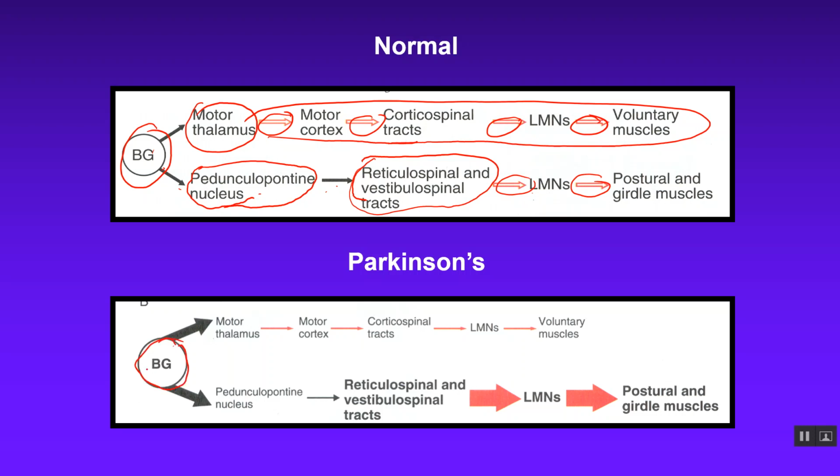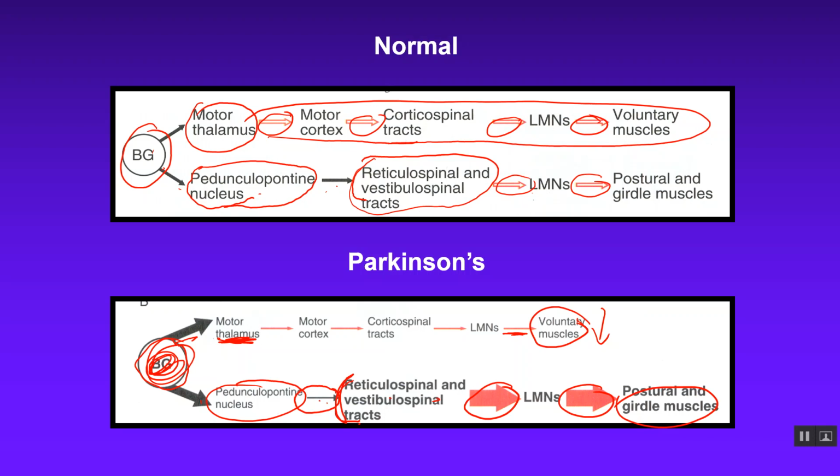When you have Parkinson's disease, now you get too much inhibition of the motor thalamus, which reduces the amount of, you see these smaller red lines. Now you decrease the ability to use your voluntary muscles, but you've inhibited the pedunculopontine's inhibitory ability over the reticular and vestibulospinal tract. So these guys have too much excitation over the postural and girdle muscles. So not only do you limit these voluntary distal muscles from working very well, but you stiffen up the postural and girdle muscles, and they're overactive. That's where some of the rigidity comes from.